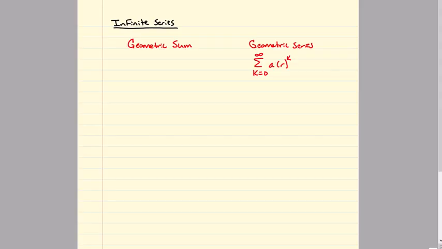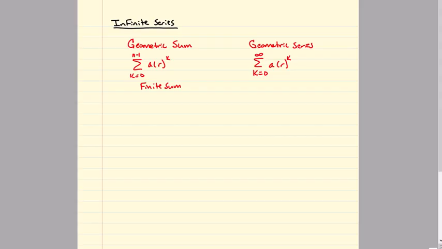Now, the difference here is a geometric sum. I still start with k equals 0, but instead of going up to infinity, I just go up to some value of n minus 1. And again, a times r to the k is still my function that produces the terms. This is called a finite sum because I'm going up to a finite number here, and we'll look at a specific example in a second. This is called an infinite sum or an infinite series because I go up to infinity.